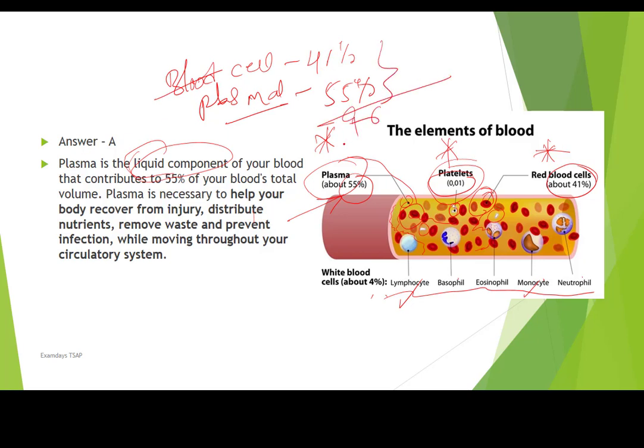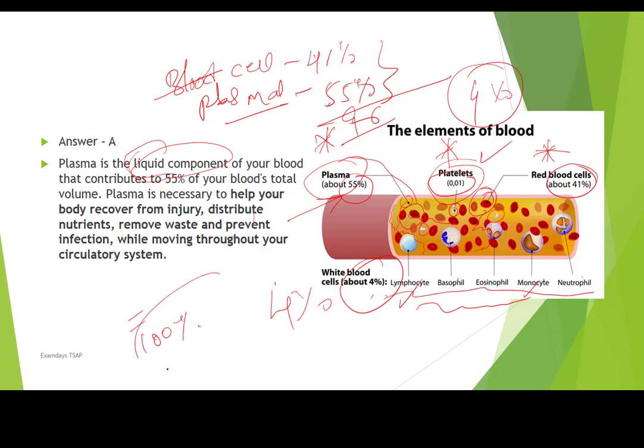Where are the remaining 4%? You have to understand there are platelets and also some other white blood cells. The white blood cells are 4%. So 41 plus 55 plus 4 is equal to 100% of your complete blood. You have to remember this percentage value also. Make sure that you understand this. Okay, now moving on to the next question.